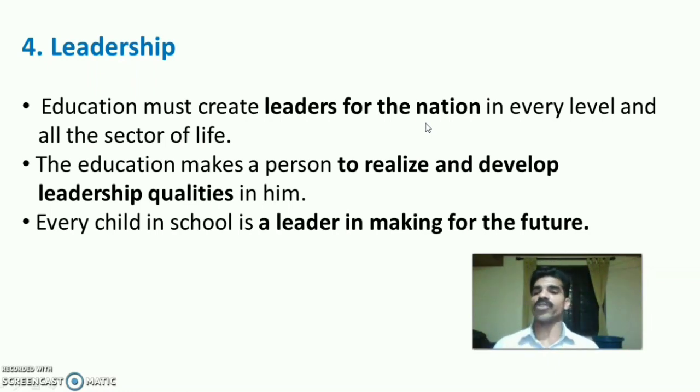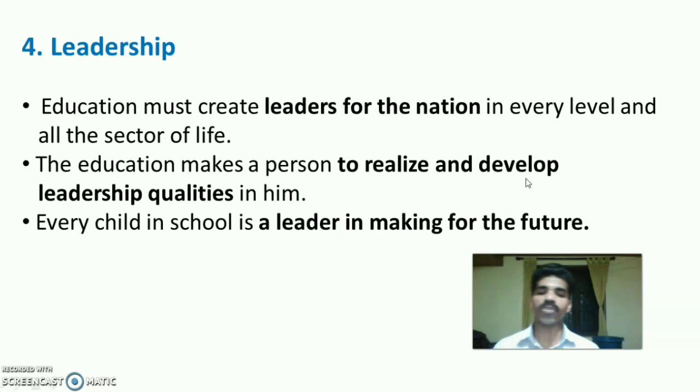Nation needs leaders. So education helps to create the leaders for the nation at every level and in all sectors of life. Education makes a person realize and develop the leadership qualities that are present in him.